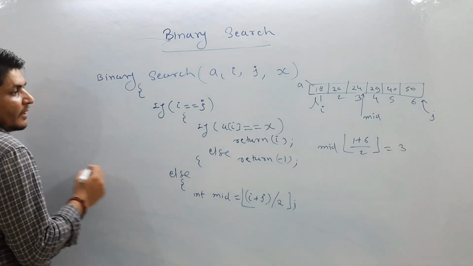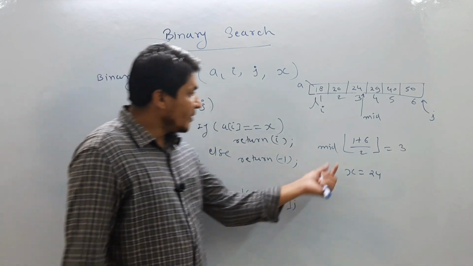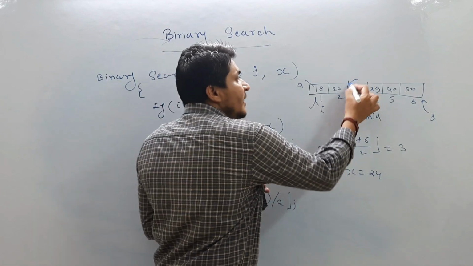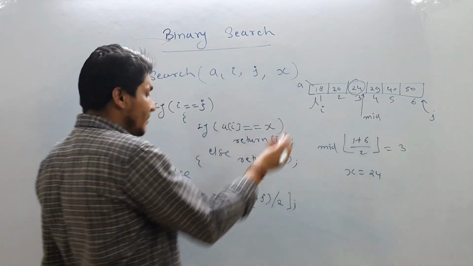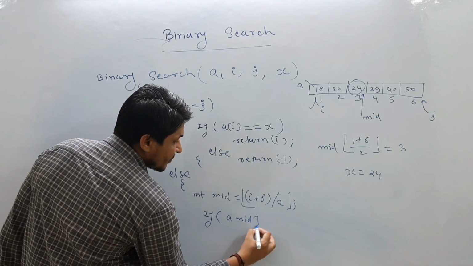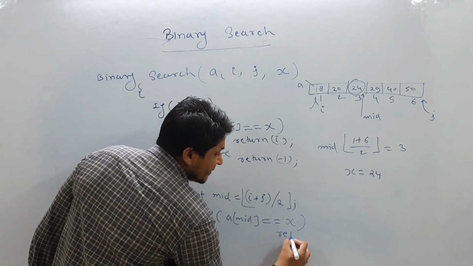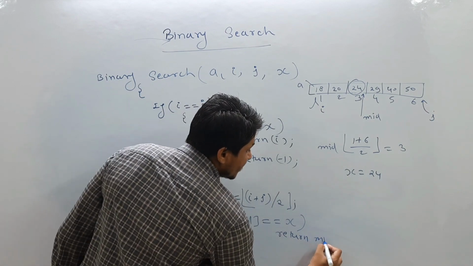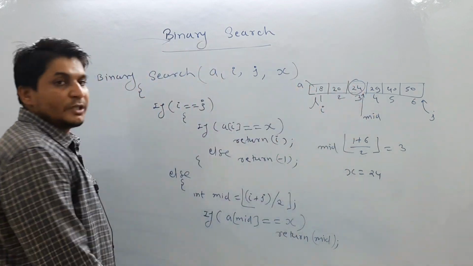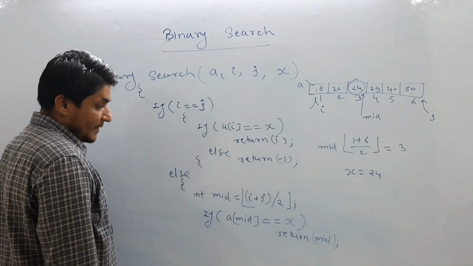Now let me assume one case. Let us assume I was searching for 24, and I have calculated mid, which is 3. I will compare with this middle element. So I am just doing comparisons. I will simply write: if a of mid equals x, then I simply return the position of mid, meaning my element is available at index number 3. This is the condition you can write.